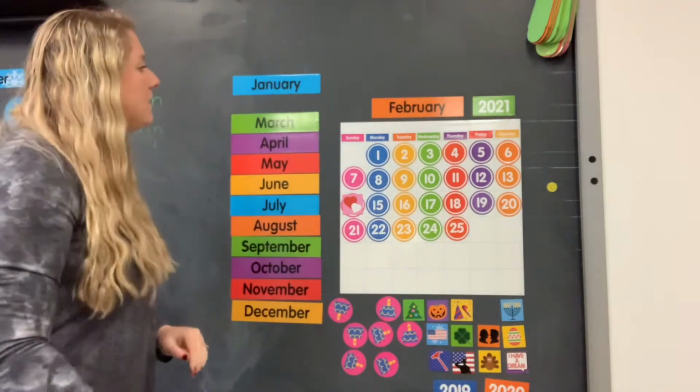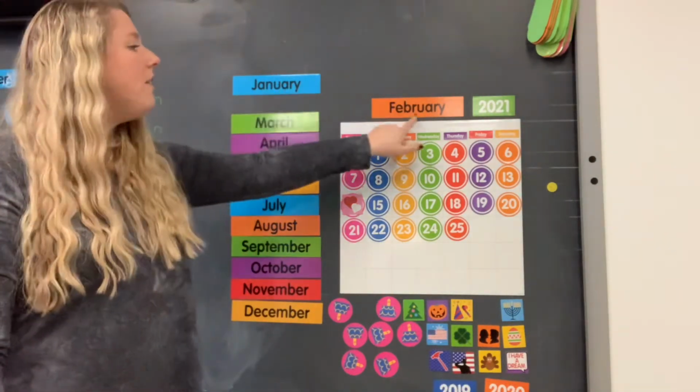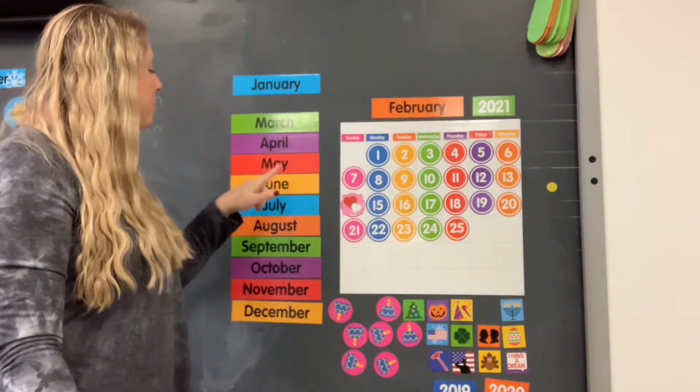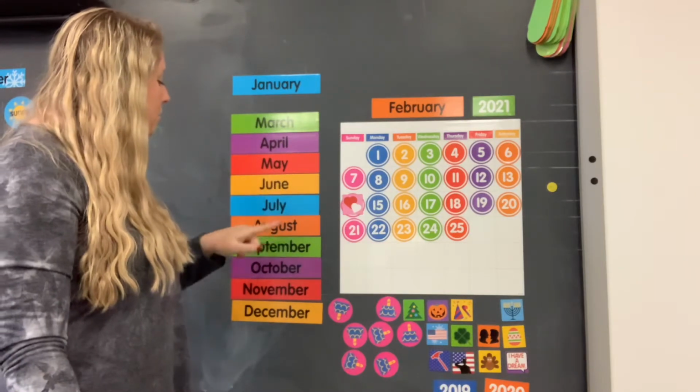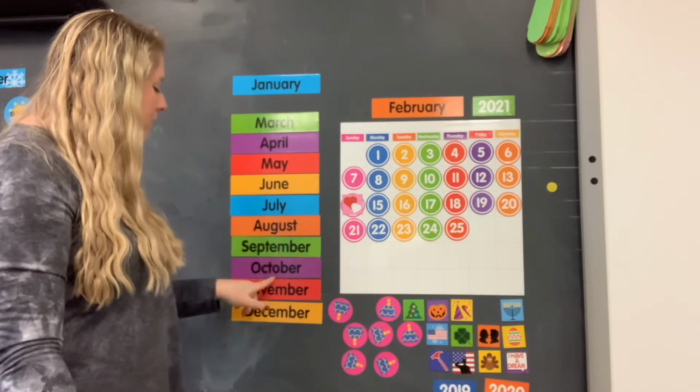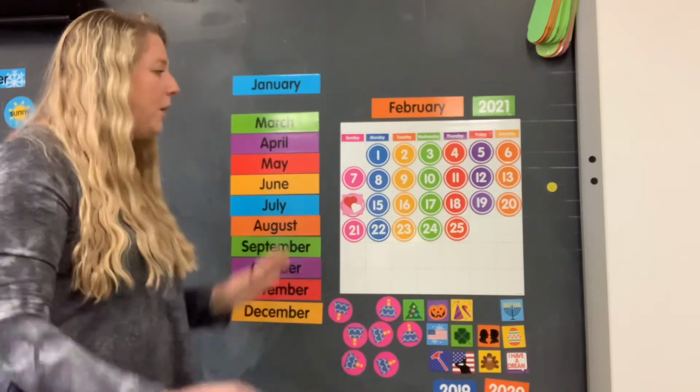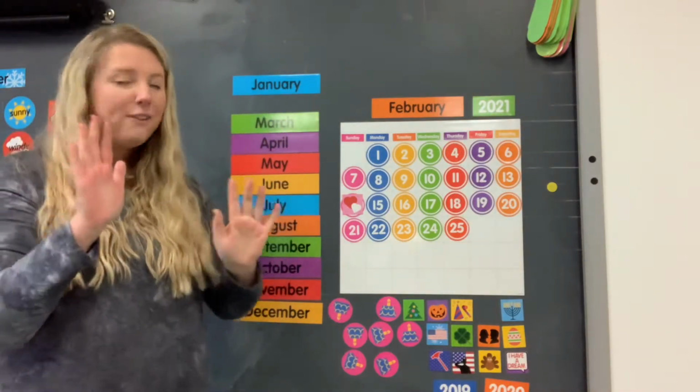Good job. Let's do our months of the year. Ready? January, February, March, April, May, June, July, August, September, October, November, December. Then we turn around. Good job, guys.